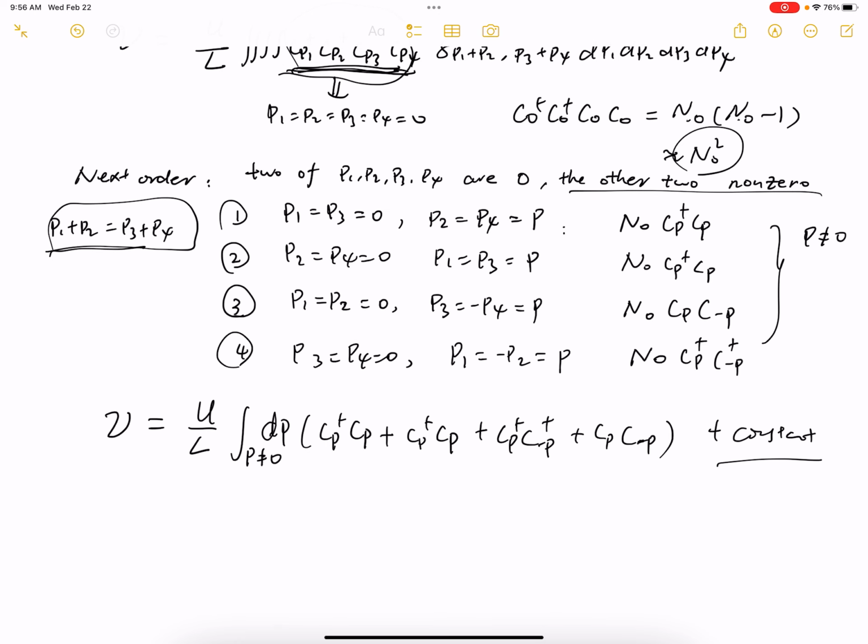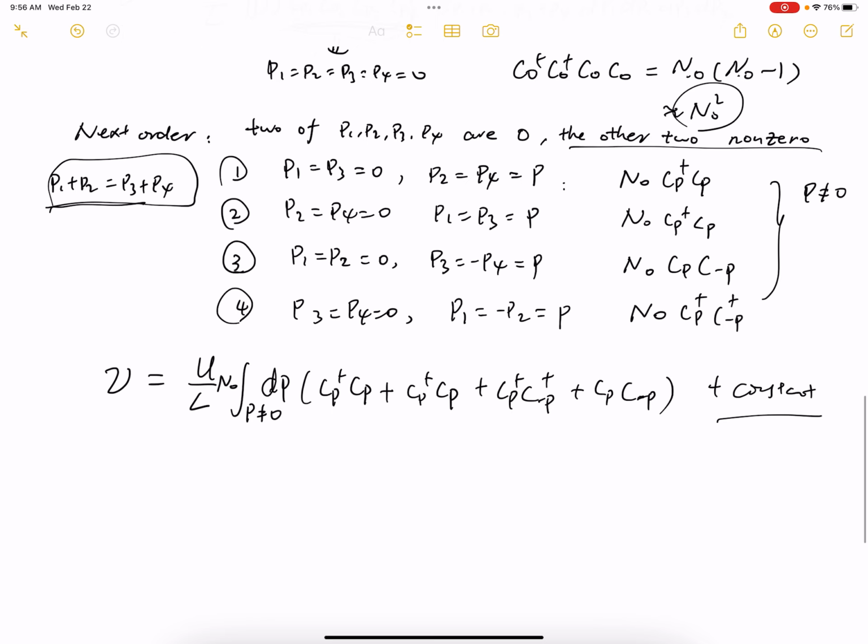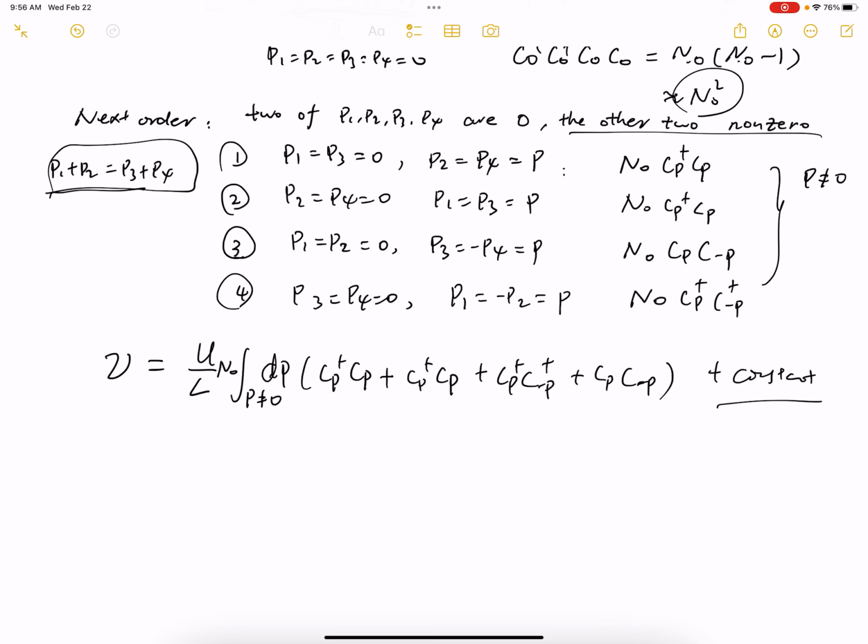Okay, question. Where does the n0 term in the second order go? Does it get normalized out? Should be n0 here. Yep. There should be an n0 there. Okay, and thanks for pointing out this mistake.